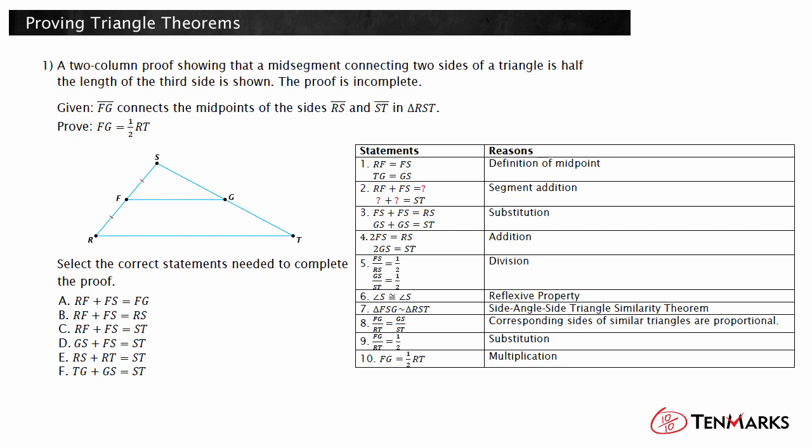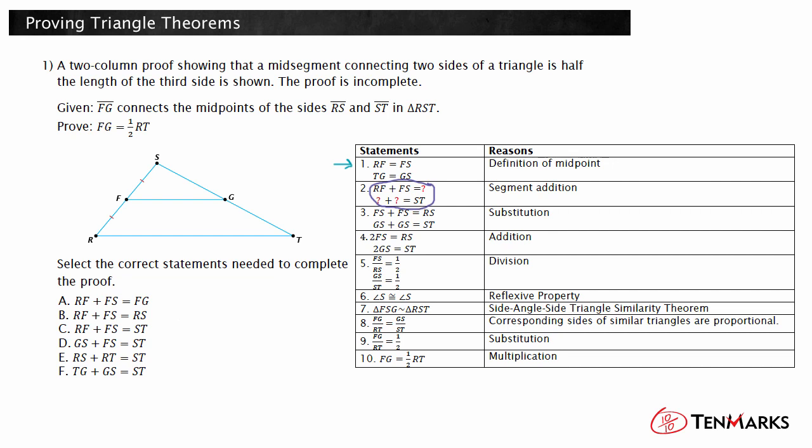A two-column proof showing that the mid-segment connecting two sides of a triangle is half the length of the third side is shown. The proof is incomplete. Select the correct statements needed to complete the proof. You can see that the second step is missing some terms.